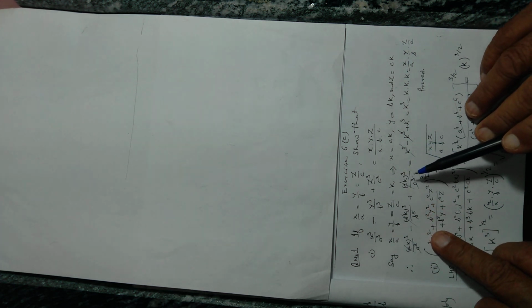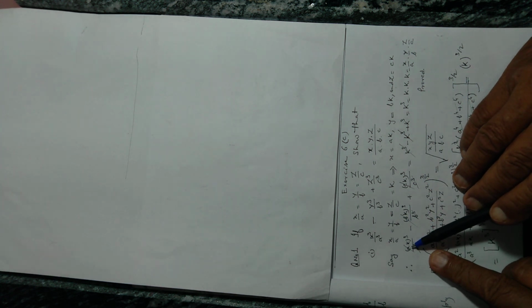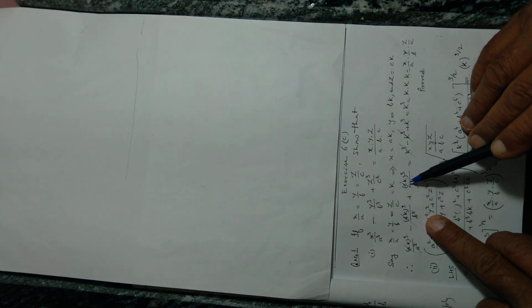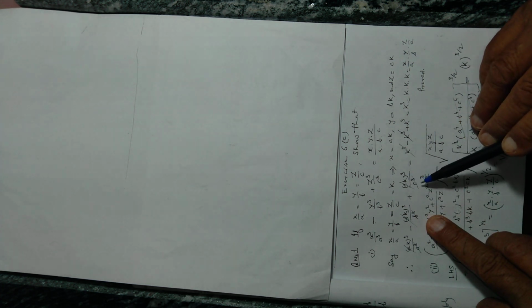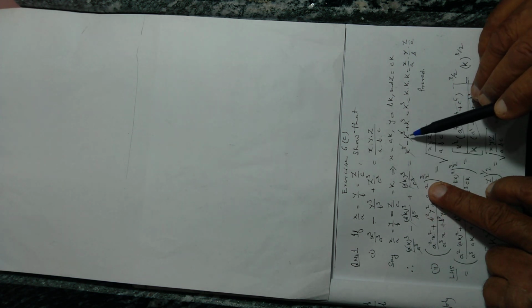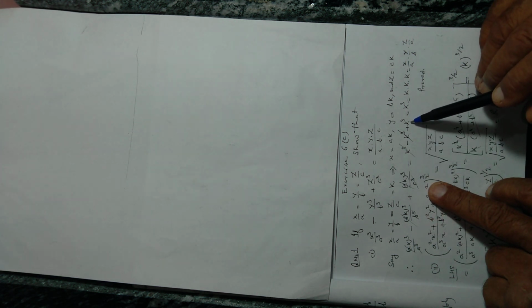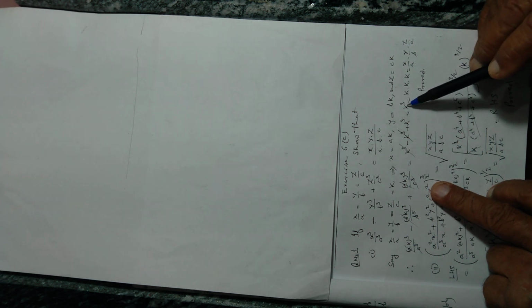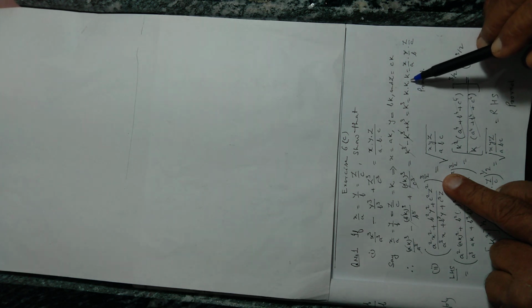So here if you see that a cube and a cube will be cancelled, b cube and b cube will be cancelled, c cube and c cube will be cancelled. So we are left with k cube minus k cube plus k cube. So we are left with only k cube, that is k into k into k.